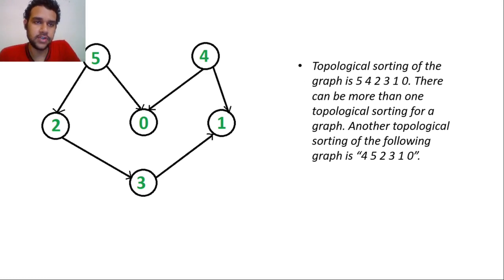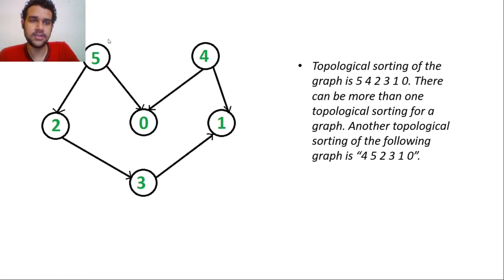We can see that the vertex 5 and 4 have 0 in degrees, as 5 and 4 have 0 incoming edges. 2 has 1 incoming edge, so its in degree would be 1. 3 has 1 incoming edge, so its in degree would be 1. 1 has 1 incoming edge, so its in degree would be 1. And 0 has 2 incoming edges, so its in degree would be 2.